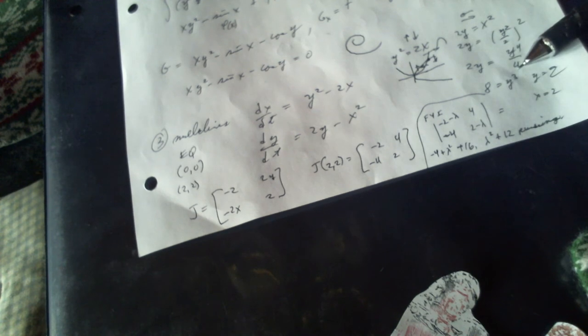I get 2y equals y to the fourth over 4. I can divide by y and multiply by 4, and I get y cubed equals 8, which is very good news. That means y equals 2. And for either of these equations, x equals 2. So this point is (2, 2), and they wanted the Jacobian at the non-origin equilibrium point. The only other equilibrium is (2, 2).